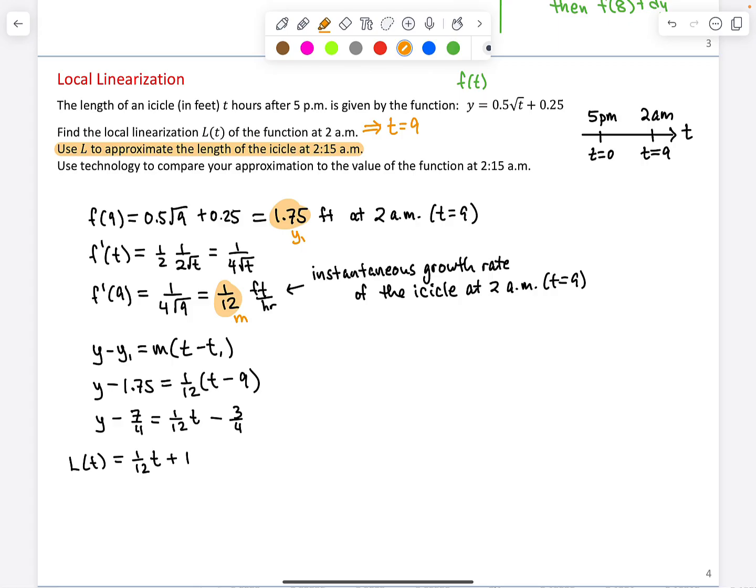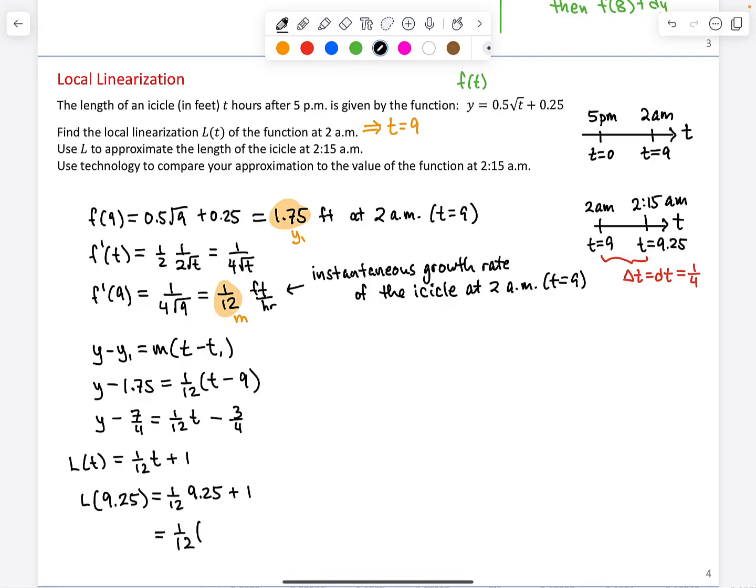Now we will use this function to approximate the length of the icicle at 2:15 a.m. Well, to go from 2 a.m. to 2:15 a.m. means that we went from t equals 9 hours, and then 15 minutes is a quarter of an hour. So this t value will be 9.25, suggesting that we have a delta t, or a dt, of 1/4, 0.25. But given our approach here, I don't even need to know delta t. All I have to do now is plug in 9.25 into my L function instead.